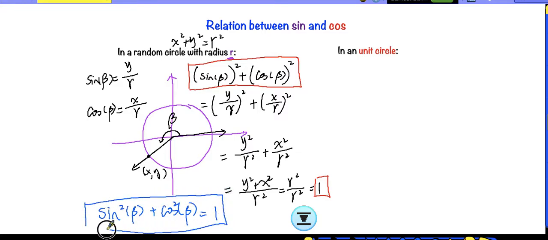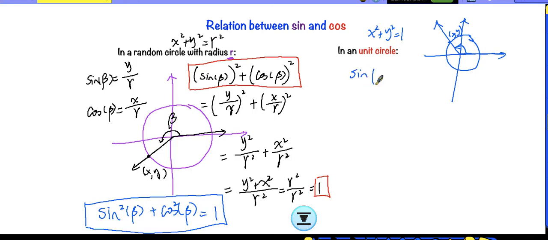You may wonder, what about the unit circle? It's going to be the same thing. The only difference, remember, is that in the unit circle the radius is 1. So x squared plus y squared is equal to 1. Let's see, if I draw a random angle here, and the terminal ray intersects the unit circle at x, y.